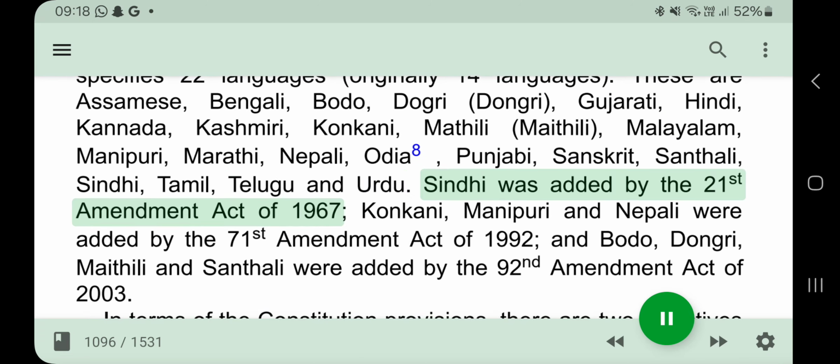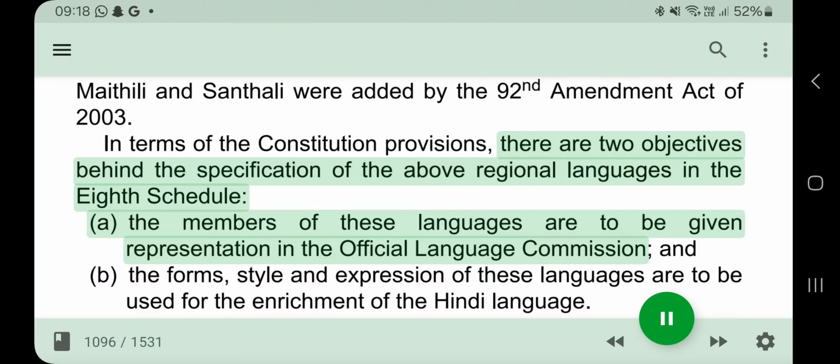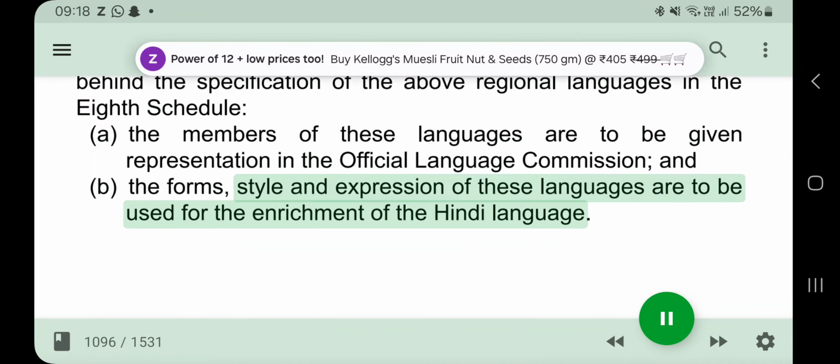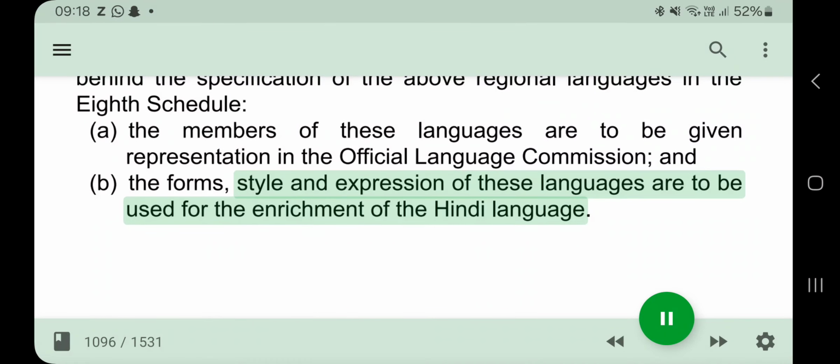In terms of the Constitution's provisions, there are two objectives behind the specification of the above regional languages in the 8th Schedule. a. The members of these languages are to be given representation in the Official Language Commission. And b. The forms, style and expression of these languages are to be used for the enrichment of the Hindi language.